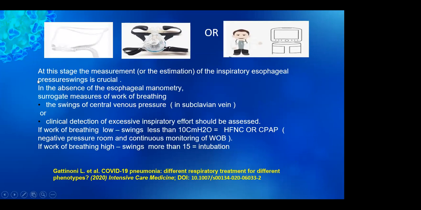The other way to know how much the work of breathing is increased, or whether it is tolerable, is that we can insert the central line, and this central line should be in the subclavian vein, and we can see the swings in the central venous pressure in inspiration and expiration. If the difference between these swings in inspiration and expiration is less than 10, we can say that the patient has low work of breathing, so in these patients we can use high flow nasal cannula or CPAP. If the same swings go more than 15, they intubated the patient.